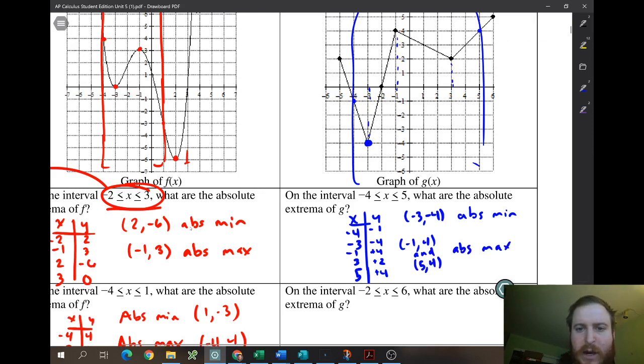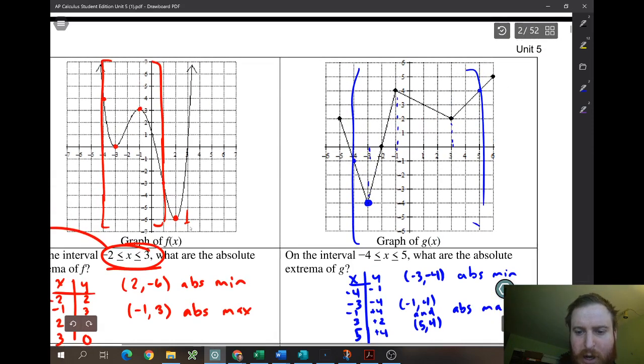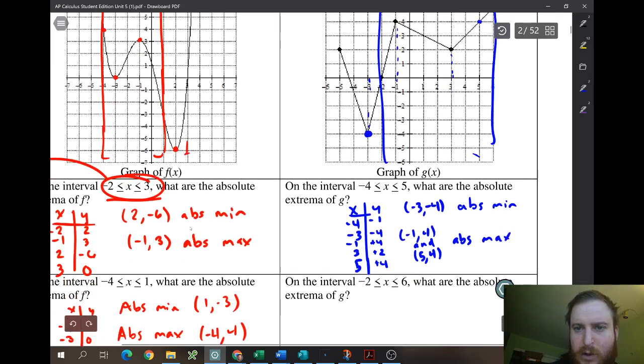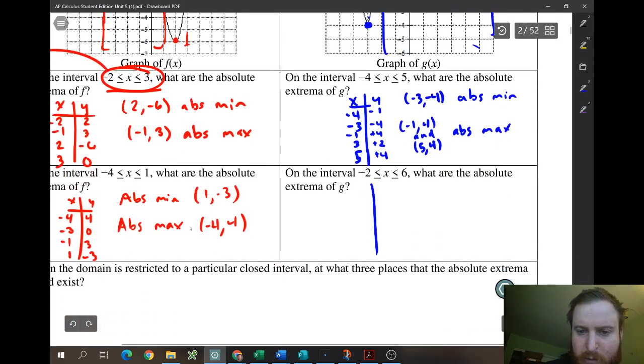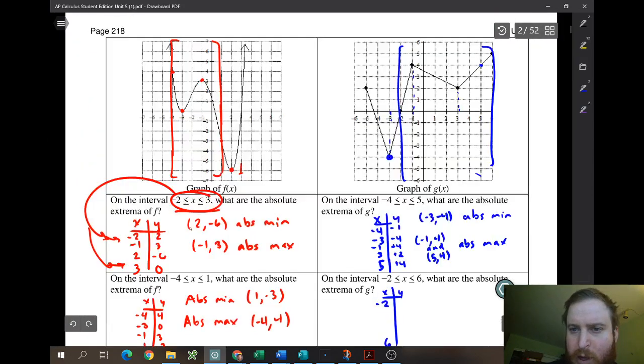And then we'll go from -2 to 6. So we're just going to change this interval. I'm going to go ahead and erase this. And from -2 to 6, again, we're going to make our XY chart. And -2 and 6 are our endpoints, so we always start off with those. And we have two critical points here, at -1 and at 3.